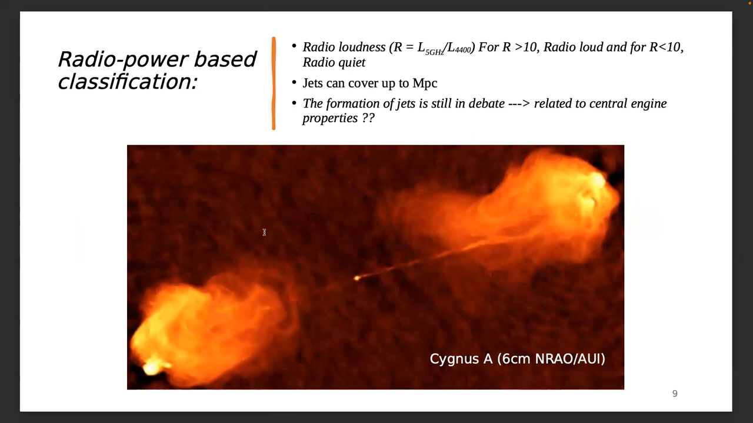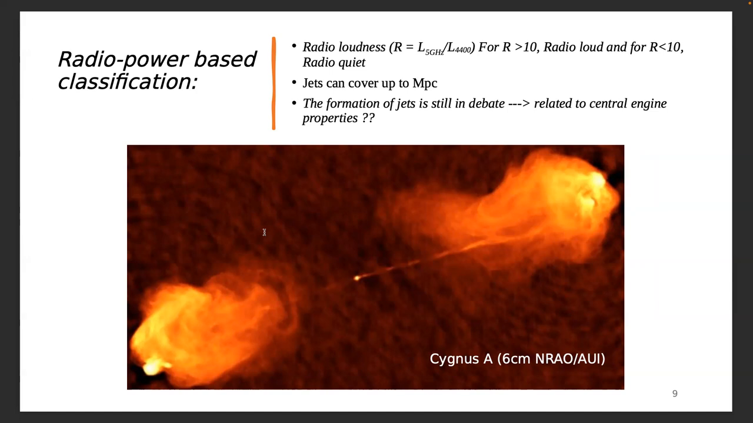Now, this is the radio power-based classification. It is termed radio loudness. Radio loudness is basically the ratio of the luminosity at 5 gigahertz and the optical 4400 angstrom. If it is greater than 10, we term them as radio loud, and if it is not, then we call them radio quiet. So it is basically radio quiet and radio loud.